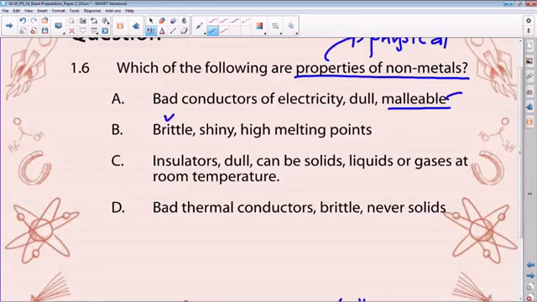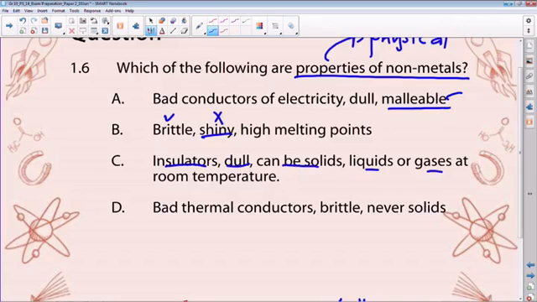They are brittle, that is true. Shiny, no, because they are dull. So we check that. This takes it out. Insulators, yes, insulators are bad conductors. Now that's what we know. What an insulator, dull, which is the opposite of shiny. They can be solids, liquids, or gases at room temperature.